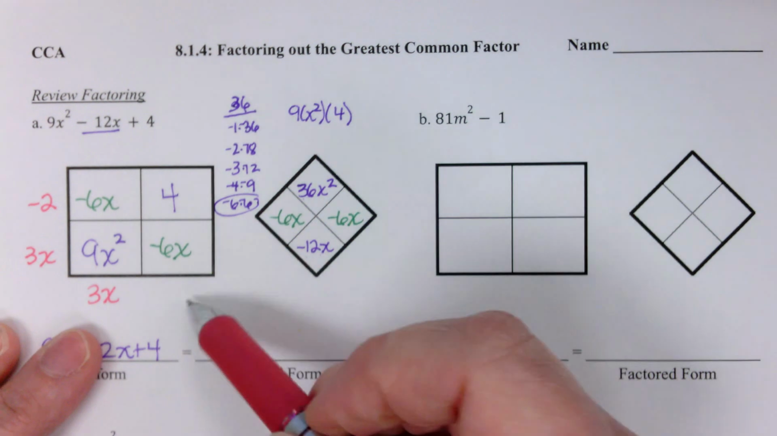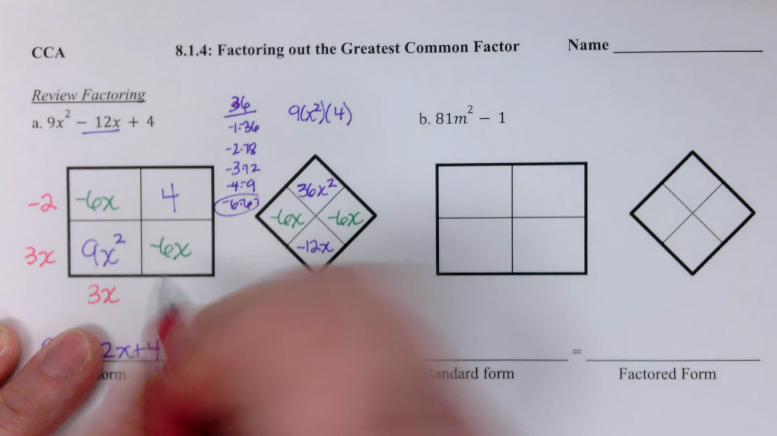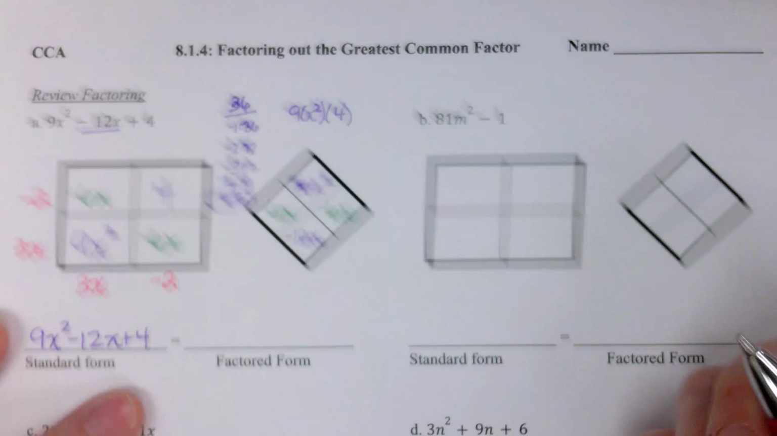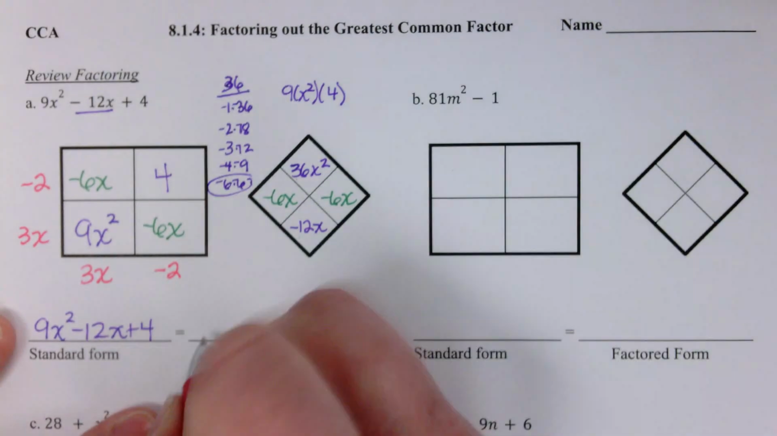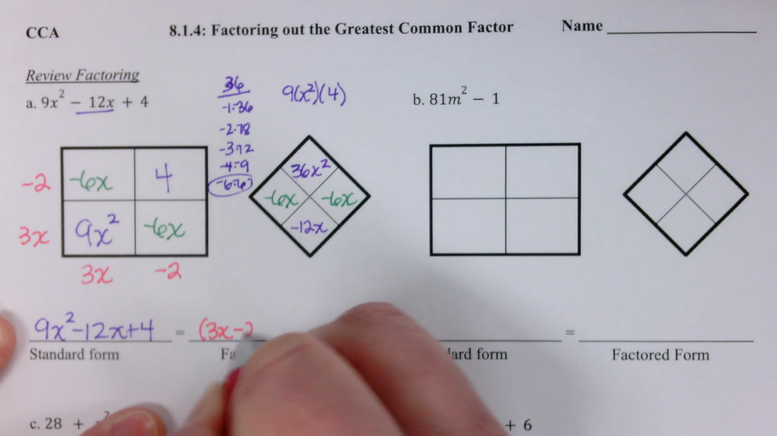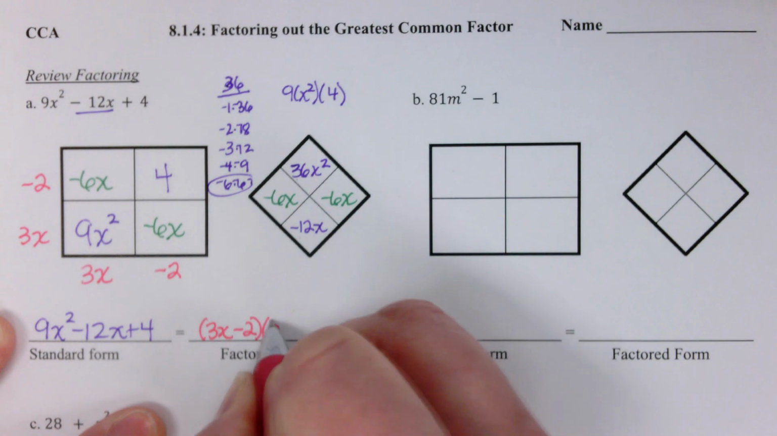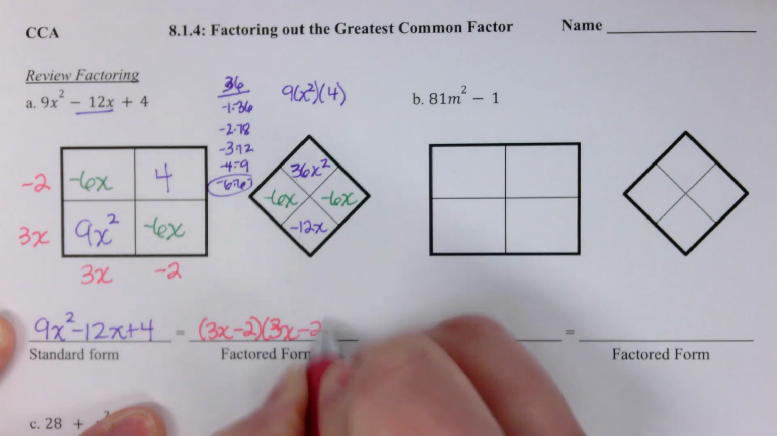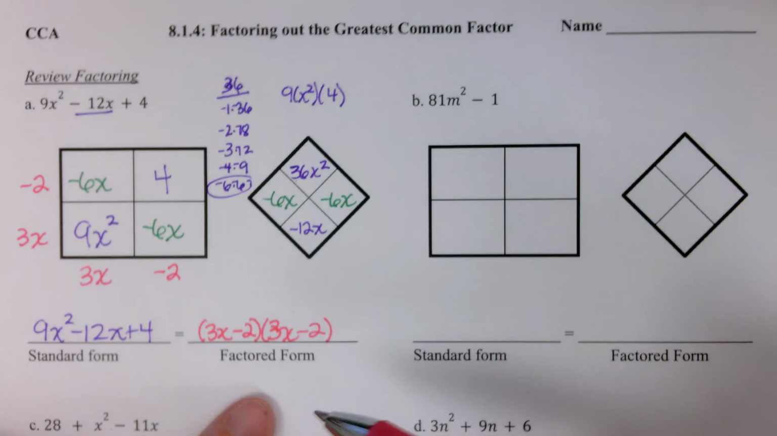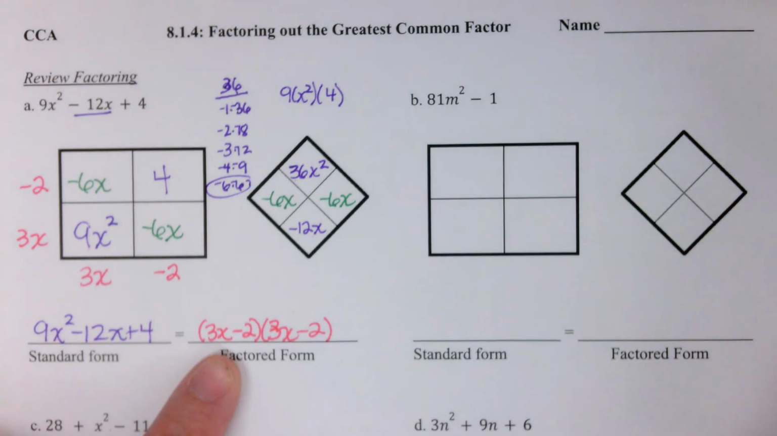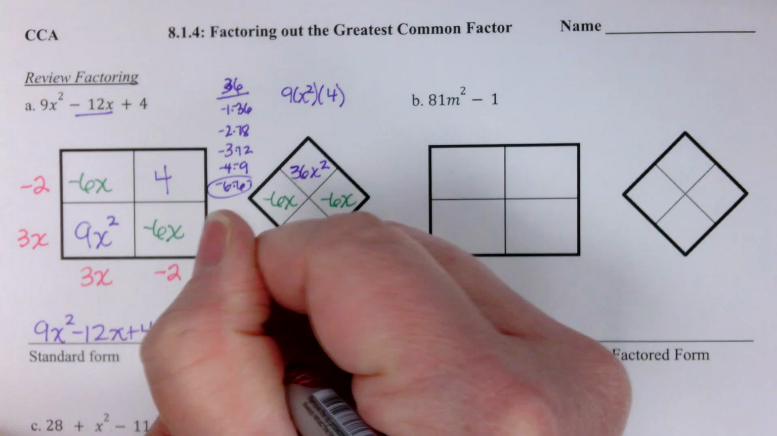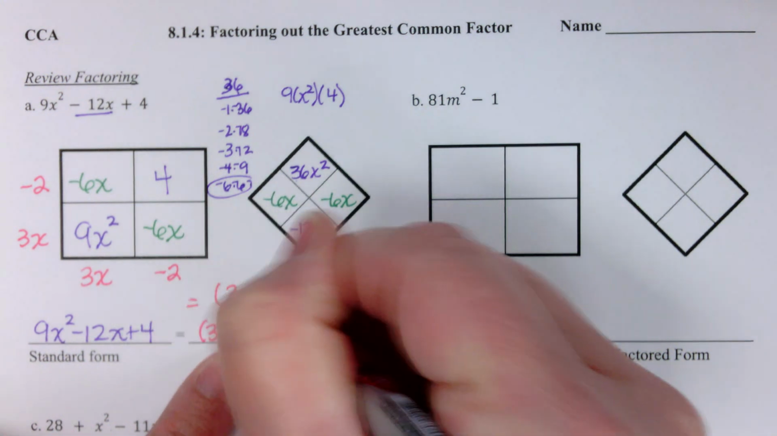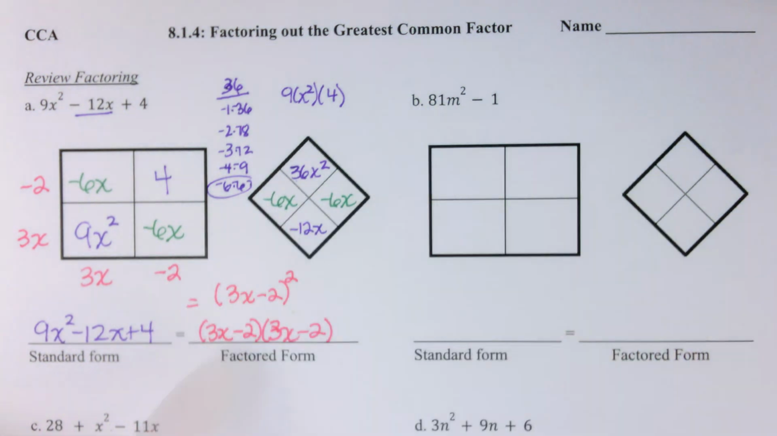Negative 2 times what gives me 4? This would be negative 2. So factored form here would be 3x minus 2 times 3x minus 2. Also, you might notice those are the same. This is a special case where you could also write this as 3x minus 2, but that quantity squared.